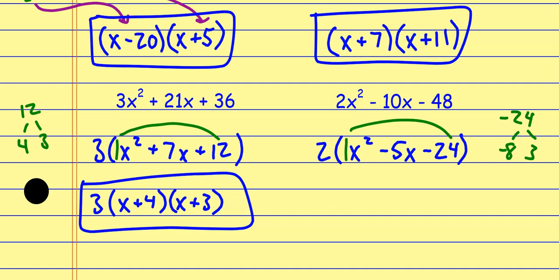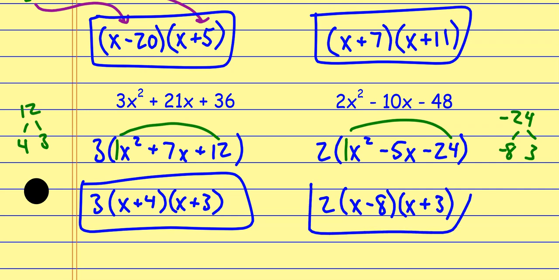Sorry, that's got to be in blue, right? The 2 tags along for the ride. And now my two factors, because I can go right to the answer, are x minus 8 and x plus 3. Okay?